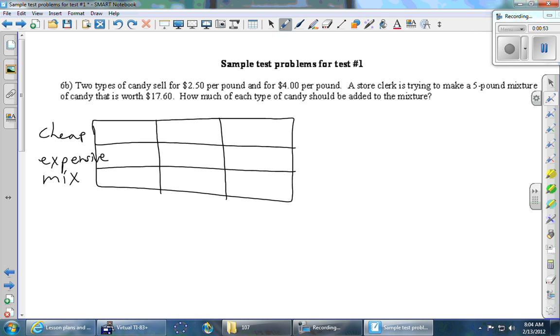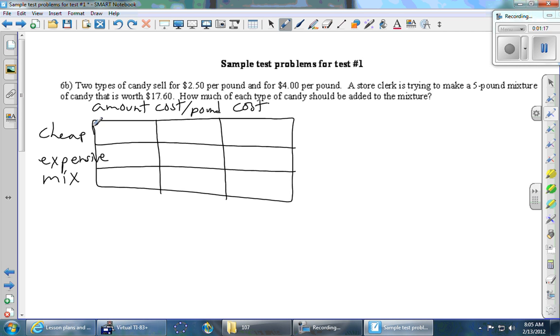I think we need to have a column for the amount of candy. And then I need a column for the cost per pound. And then the final column can be the cost for all the candy we're talking about in the row. So let's see if we can fill in the easy numbers first.